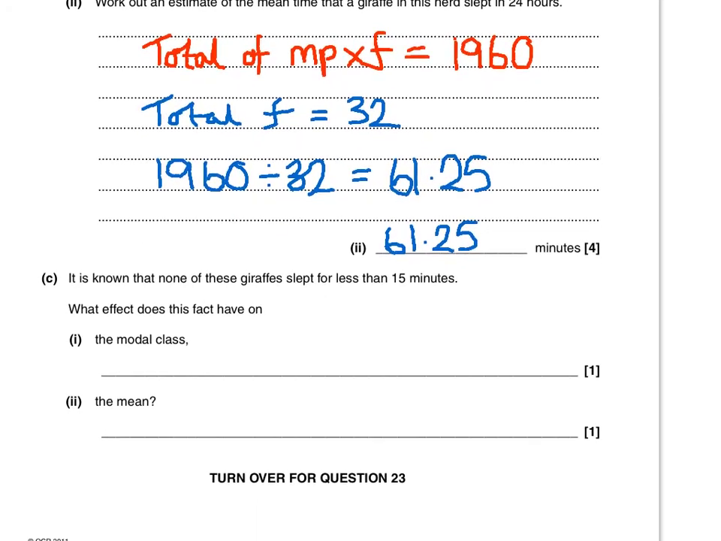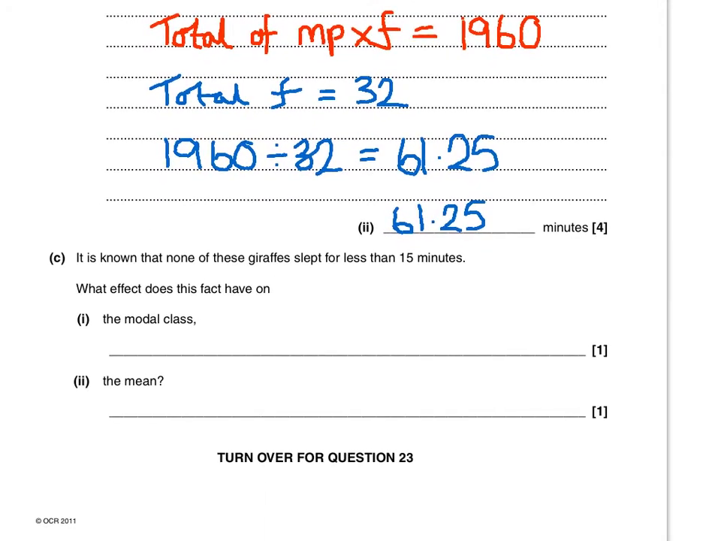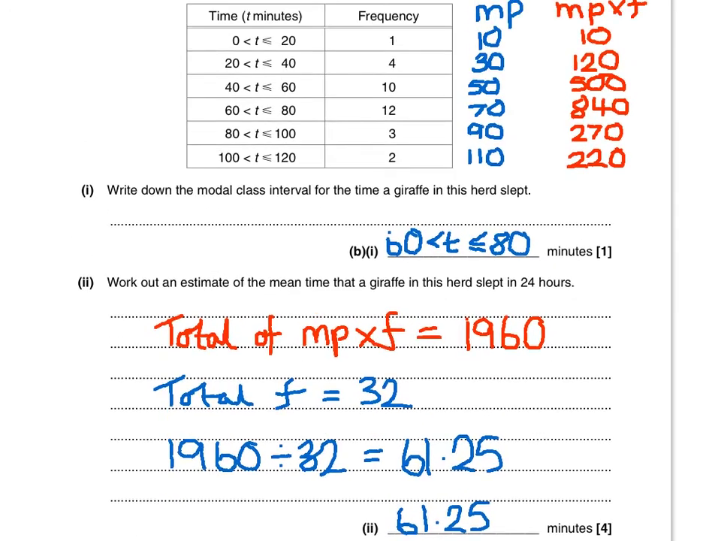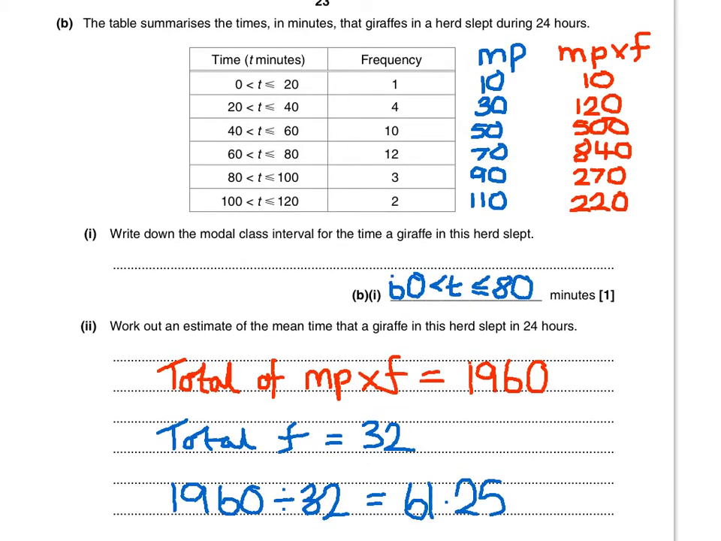Part C. It is known that none of these giraffes slept for less than 15 minutes. What effect does this have on the modal class and the mean? So none of these giraffes slept for less than 15 minutes. So the only group that could possibly affect is this one here, because it would remove the need for the group to go from 0 to 20. From 0 to 15. You could just start from 15 to 20.